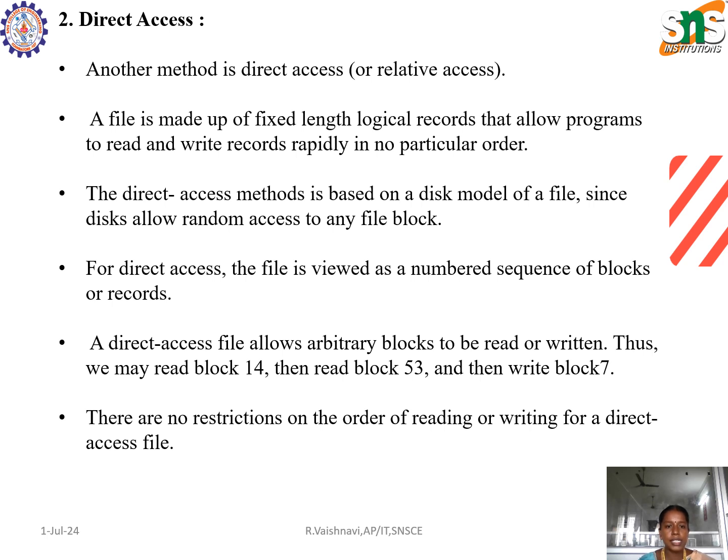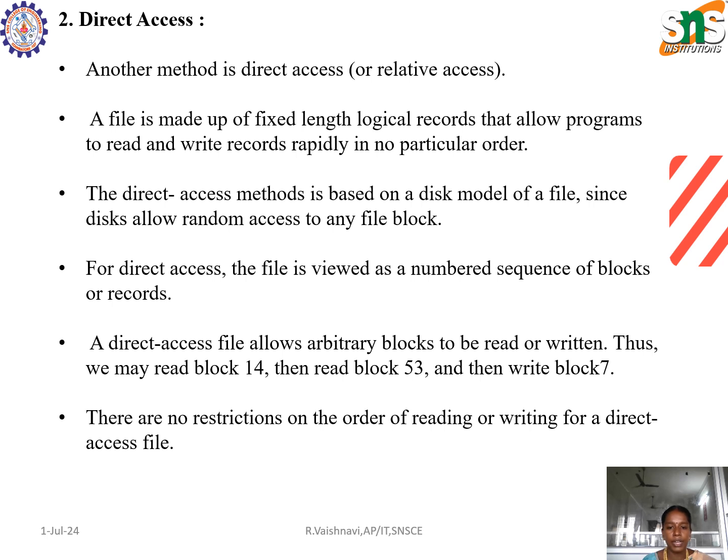Next access method is direct access. Another method is the direct access, or relative access. A file is made up of fixed length logical records that allow the program to read and write the records rapidly in no particular order. The direct access method is based on the disk model of the file, since the disk allows random access to any file block. For direct access, the file is viewed as a numbered sequence of blocks or records.